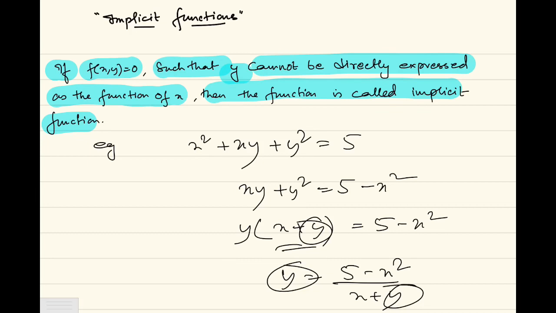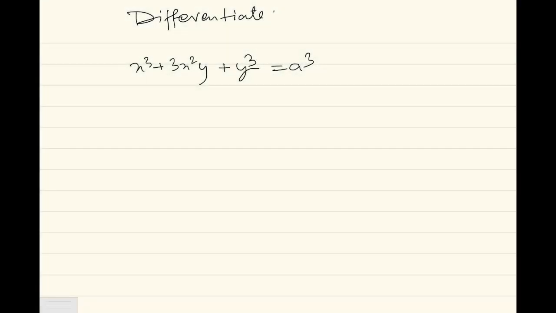Okay, so differentiation of implicit functions is not so difficult. If you know logarithmic functions, 50% of your problem is solved. And for some other implicit functions where you don't have to apply logarithms, it is quite simple. Okay, so next we'll learn how to differentiate it. The first sum that we are differentiating under implicit functions is x cube plus 3x square y plus y cube equals a cube. Okay, let's start. So how would you do it?